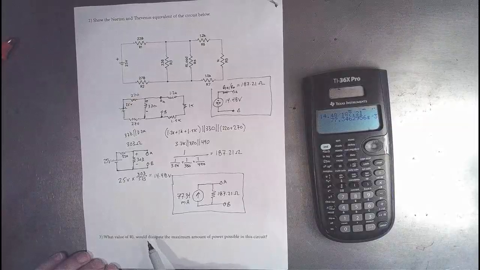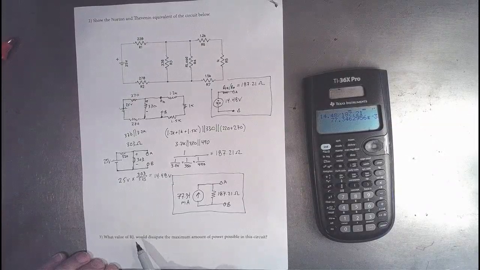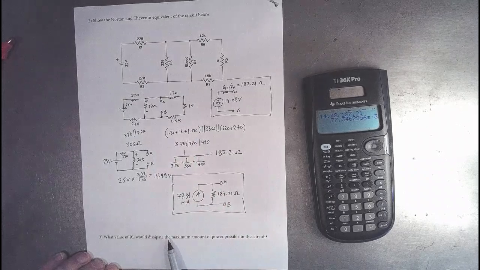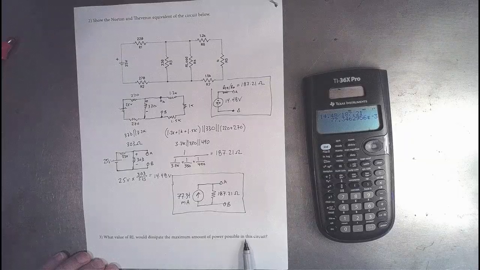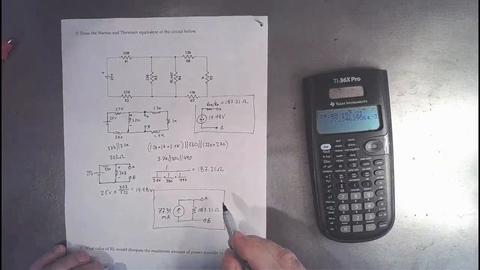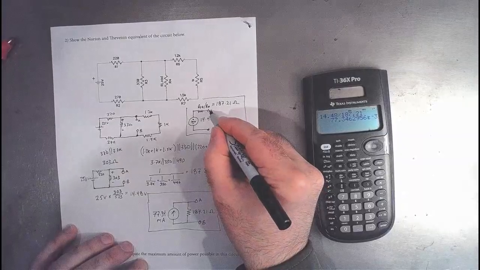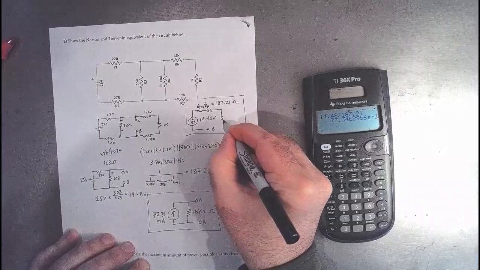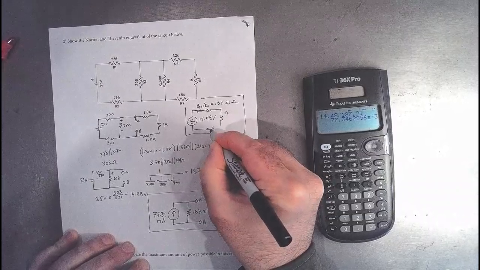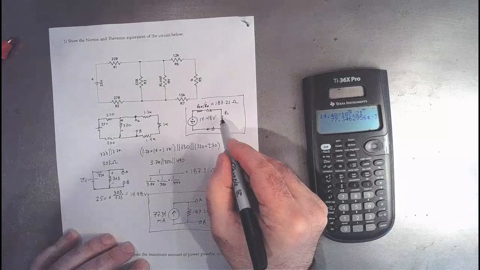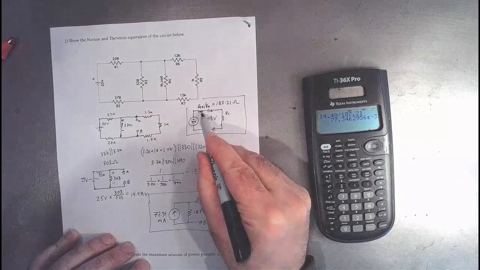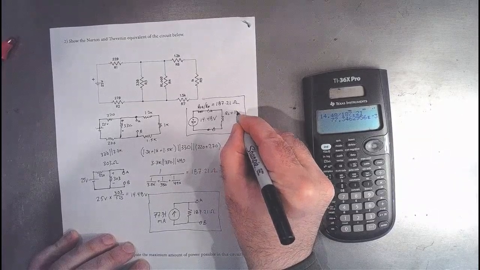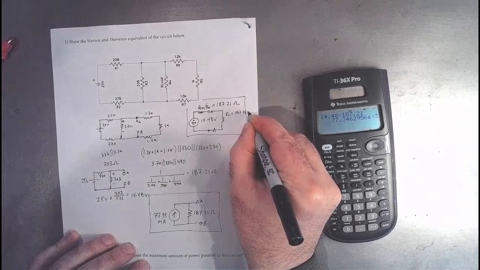So now I'm asked what value of RL, that's this resistor, would dissipate the maximum amount of power possible in this circuit? Well, we know what the maximum power transfer theorem says. It says that in order for RL, that's this one right here, to dissipate the maximum amount of power possible in this circuit, it has to equal this right here. So RL should be 187.21 ohms.